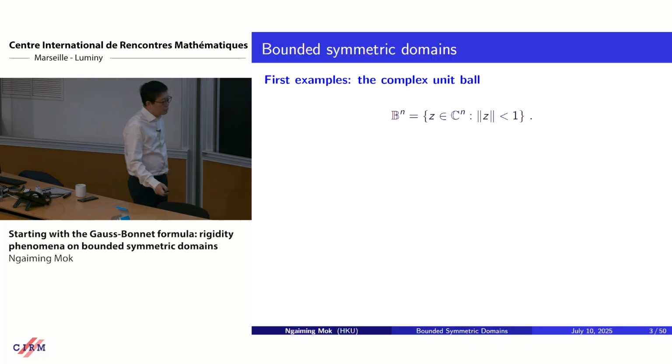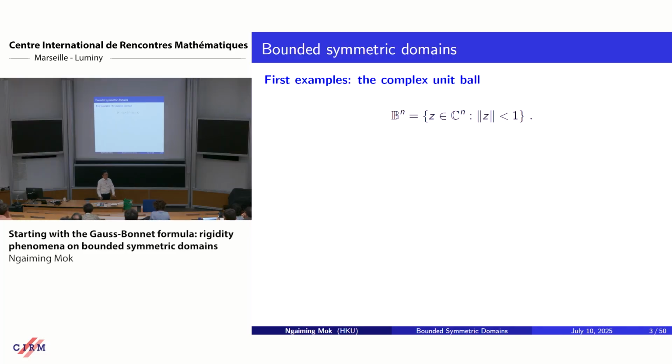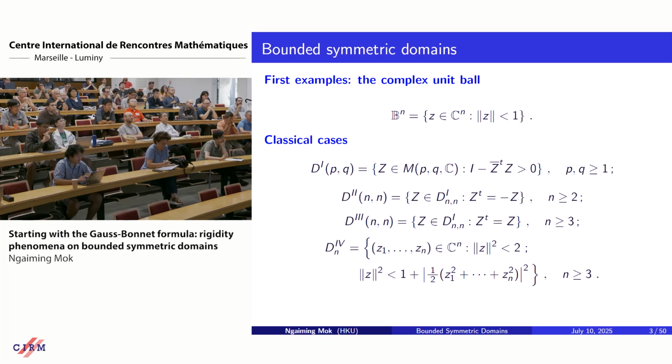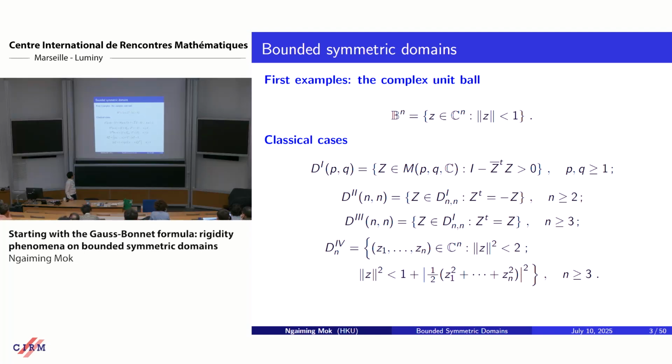Now, my focus would be on bounded symmetric domains. The first example would, of course, be the ball, defined by norm of z less than 1. And these are the classical domains, the classical domains of type 1 to type 4. So the ball is a special case of type 1.